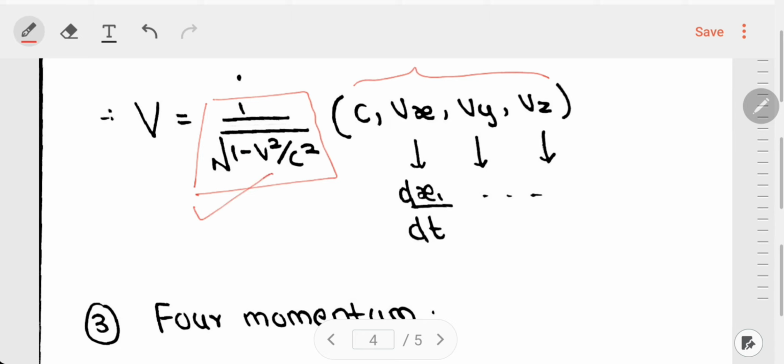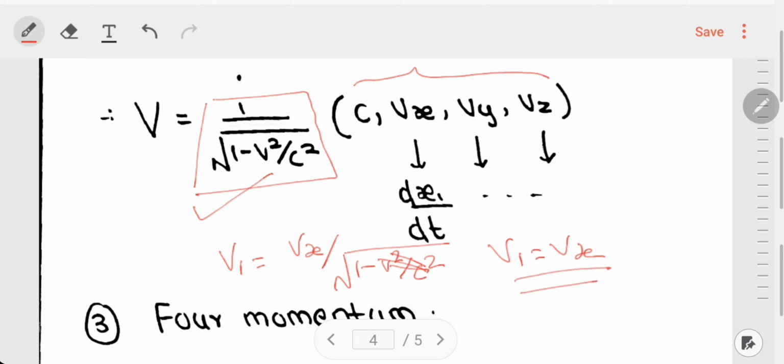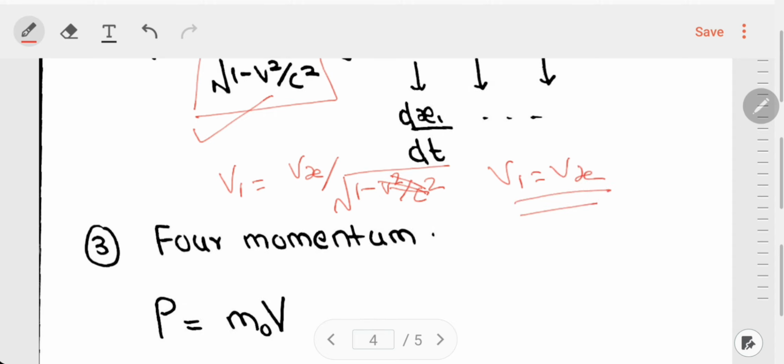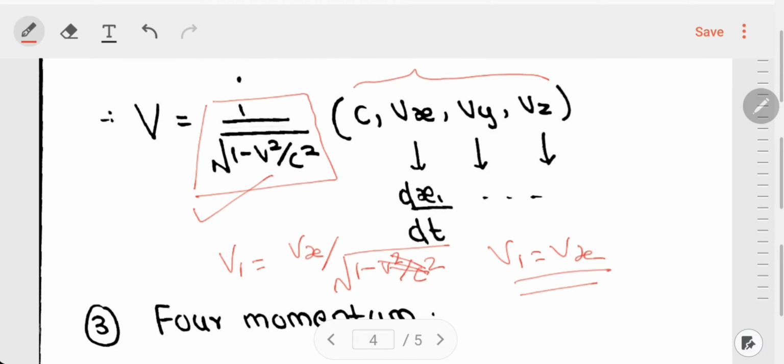Okay, so if you look at the first component of the velocity 4 vector, it is obviously v1, the velocity in the x direction, so the x component of the velocity will be vx over under root 1 minus v square by c square. And if the relative velocity is 0 or very small, we can neglect this factor, and thus we'll get our Newtonian velocity, that is vx. Yes, so this was the velocity 4 vector.